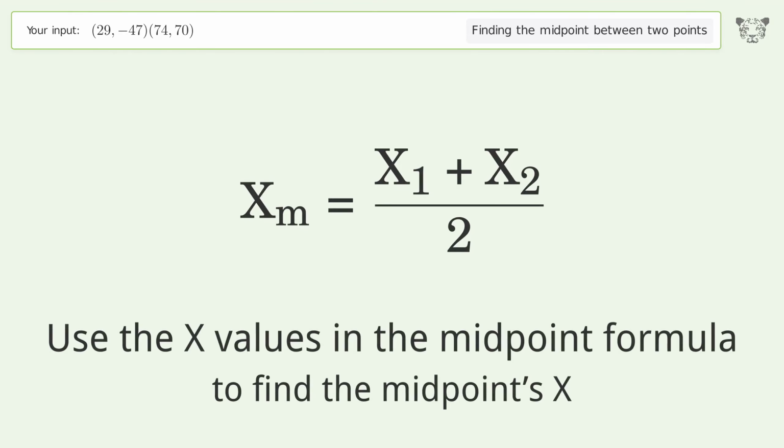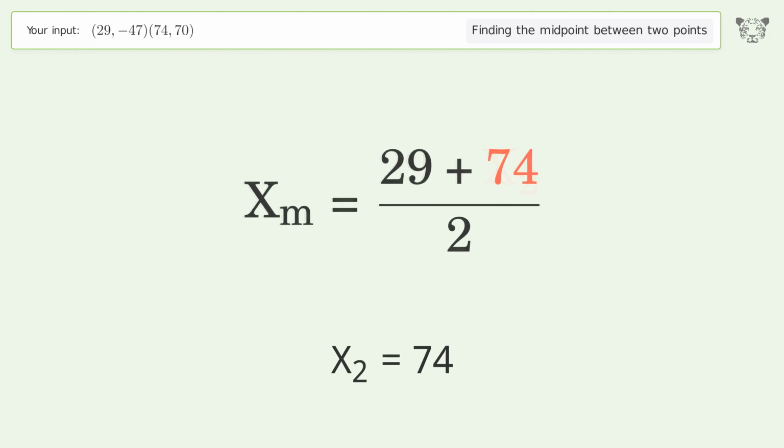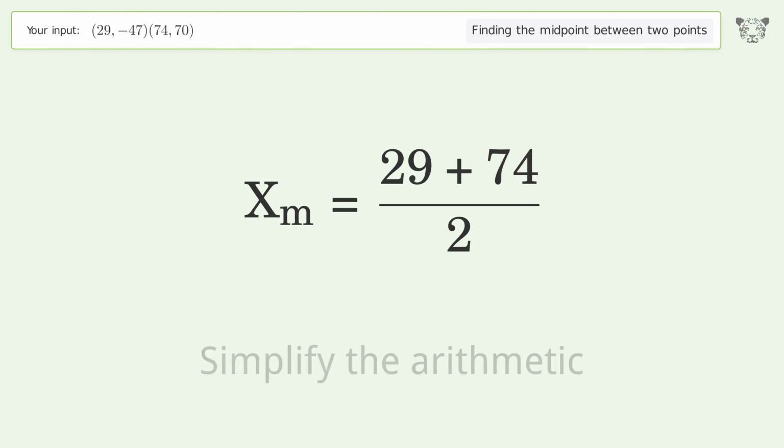Use the x values in the midpoint formula to find the midpoint's x. x1 equals 29. x2 equals 74. Simplify the arithmetic.